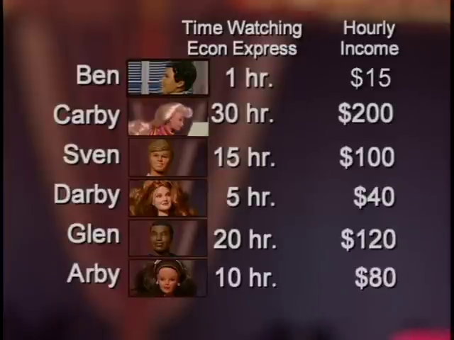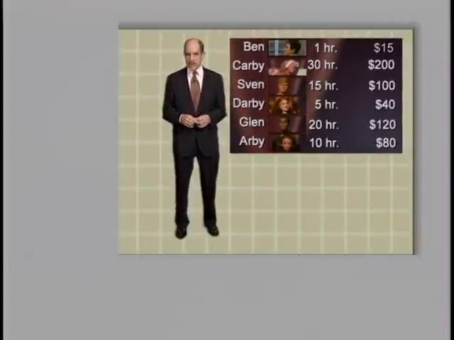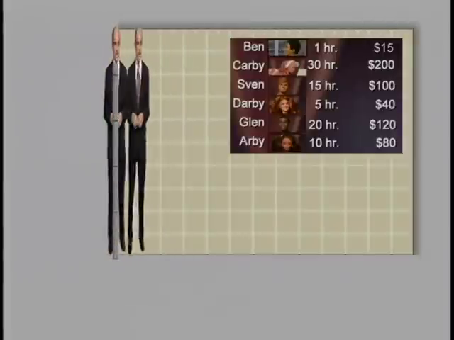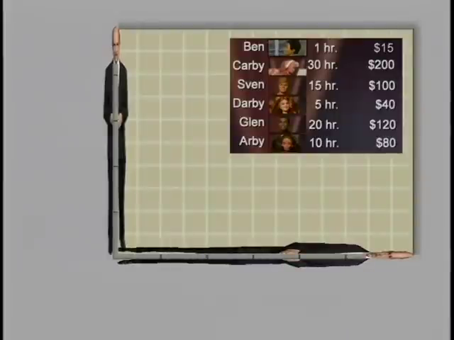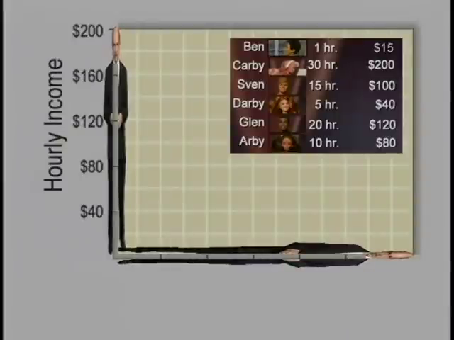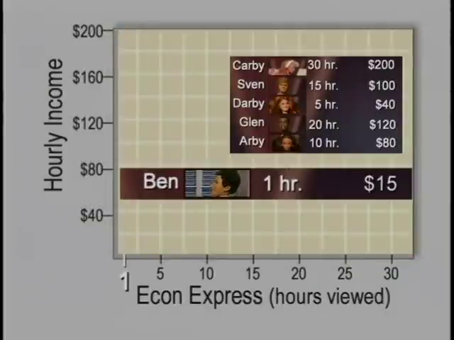Not so easy for most people to see a pattern here unless you put these data points on the graph. So let's get graphic. Since we're only showing the relationship between two variables, we have only two dimensions to work with here: the vertical axis and the horizontal axis. In economics, they usually put money on the vertical axis, time on the horizontal. Okay, here's Ben. 1 hour, not very far on the horizontal, $15 on the vertical. The data point is where the two meet.